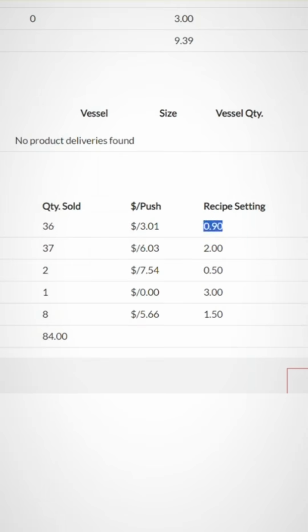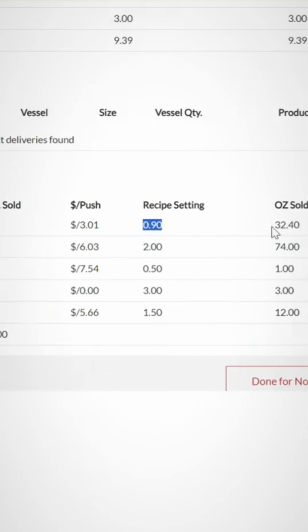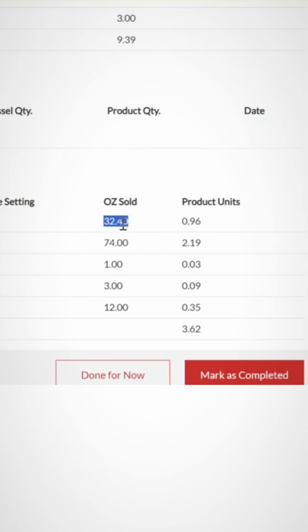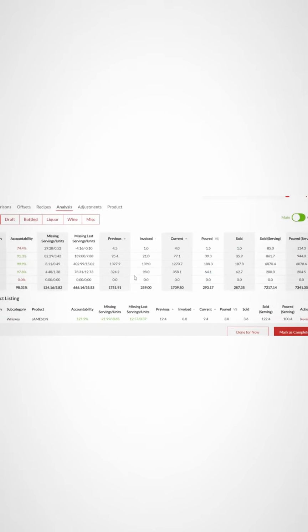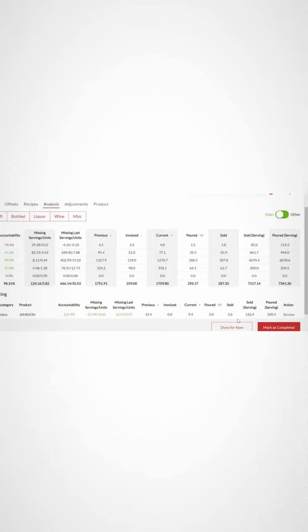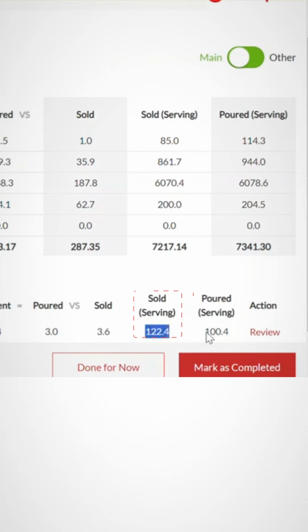On the sales side, now that we have a record of what was sold and what the recipe of each button is, we can multiply the quantity by the recipe amount and determine what the ounces were sold and convert that into units, so that for each product at your bar, or Jameson in this case, we can determine how many servings were sold and what was poured in real life. This is an unusual situation where we actually sold more than what we poured.